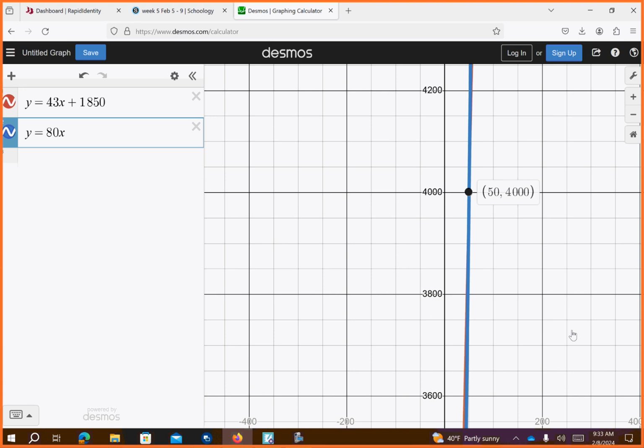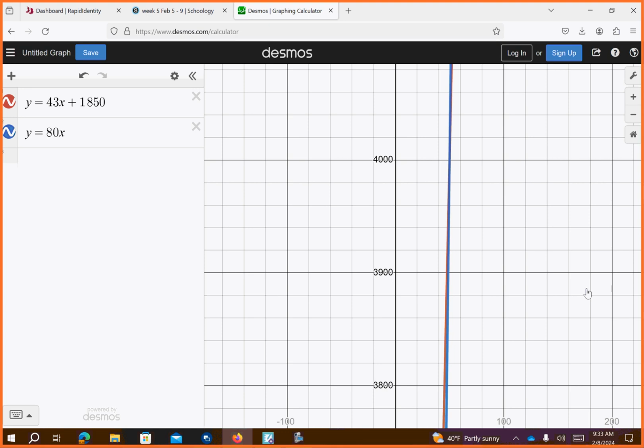So at 50 calculators sold, that means I have $4,000 I brought in, which if you plug that 50 into 43X plus 1850, or if I plug the 50 into 80X, they're both going to be 4,000. And remember, they subtract each other, so that's our break-even point. Okay? So once you sell 50 calculators, you're breaking even. You're not making money yet, so it has to be beyond 50 calculators that you would be selling in order to start making money. And you could zoom in on this however you needed to.